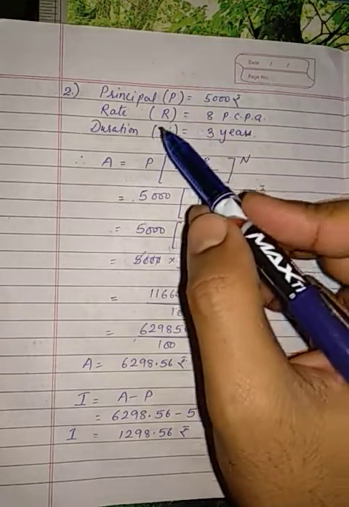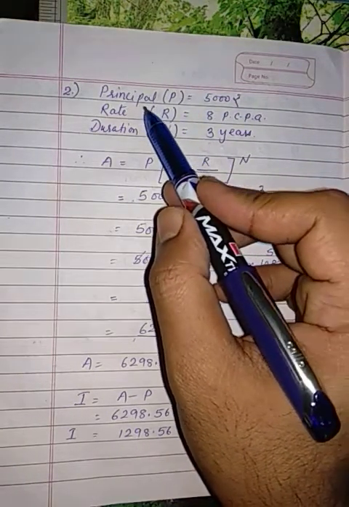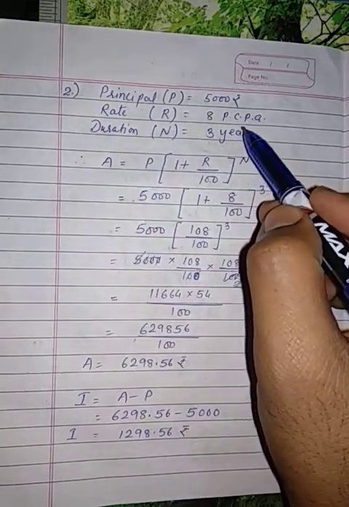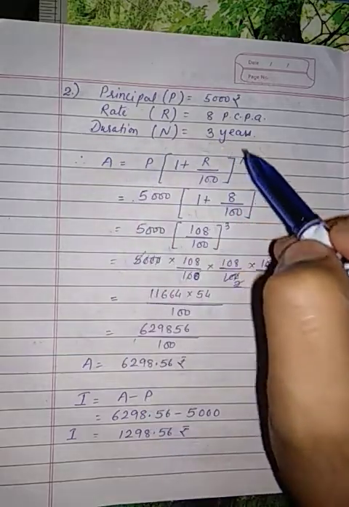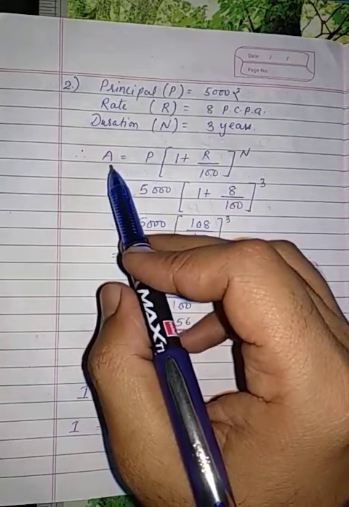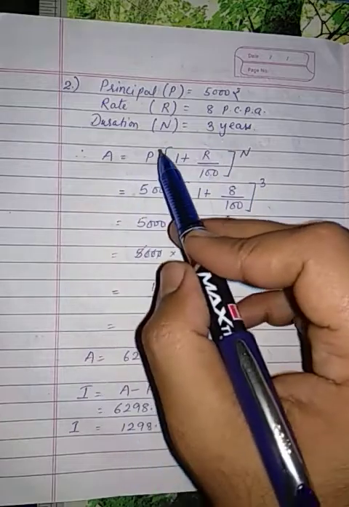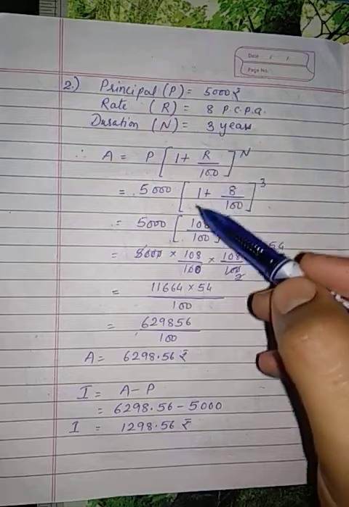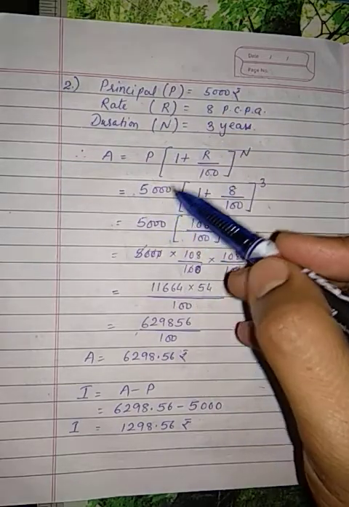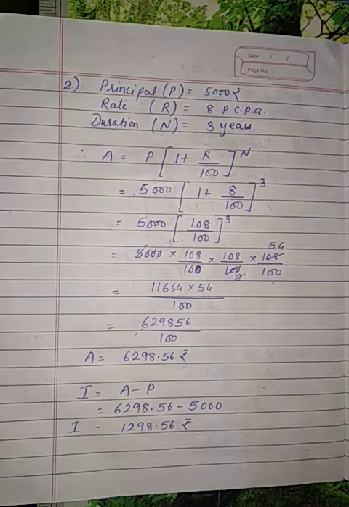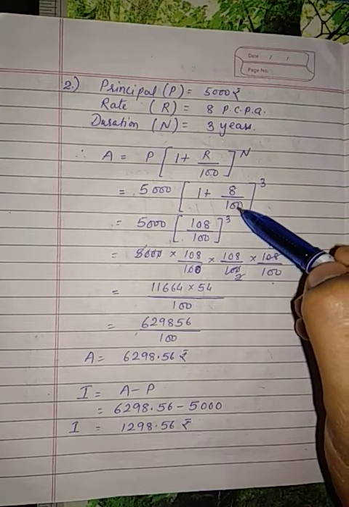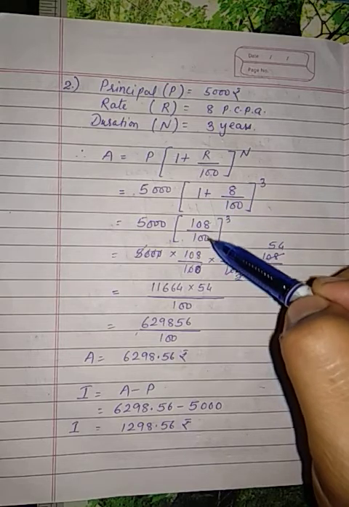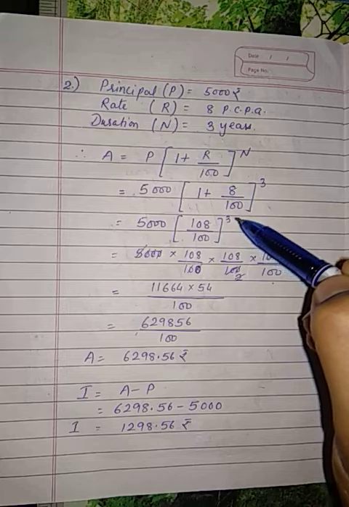Students, now see the second sum. In this question, principal is given as 5,000 rupees, rate 8 PCPA and duration is 3 years. First of all, you will write down the formula: A is equal to P in bracket 1 plus R upon 100 raised to N. Now substitute all these values, P, R and N, like the previous sum. Cross multiply with the denominator and add. So 108 upon 100 cubed.